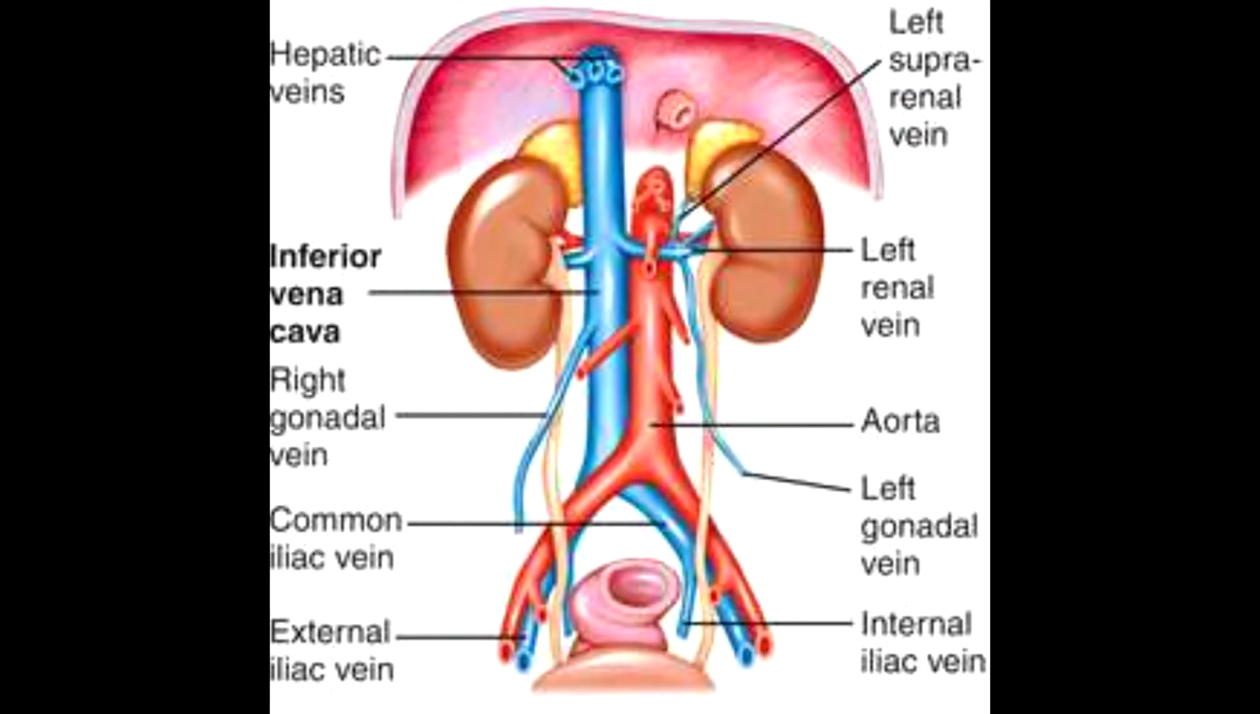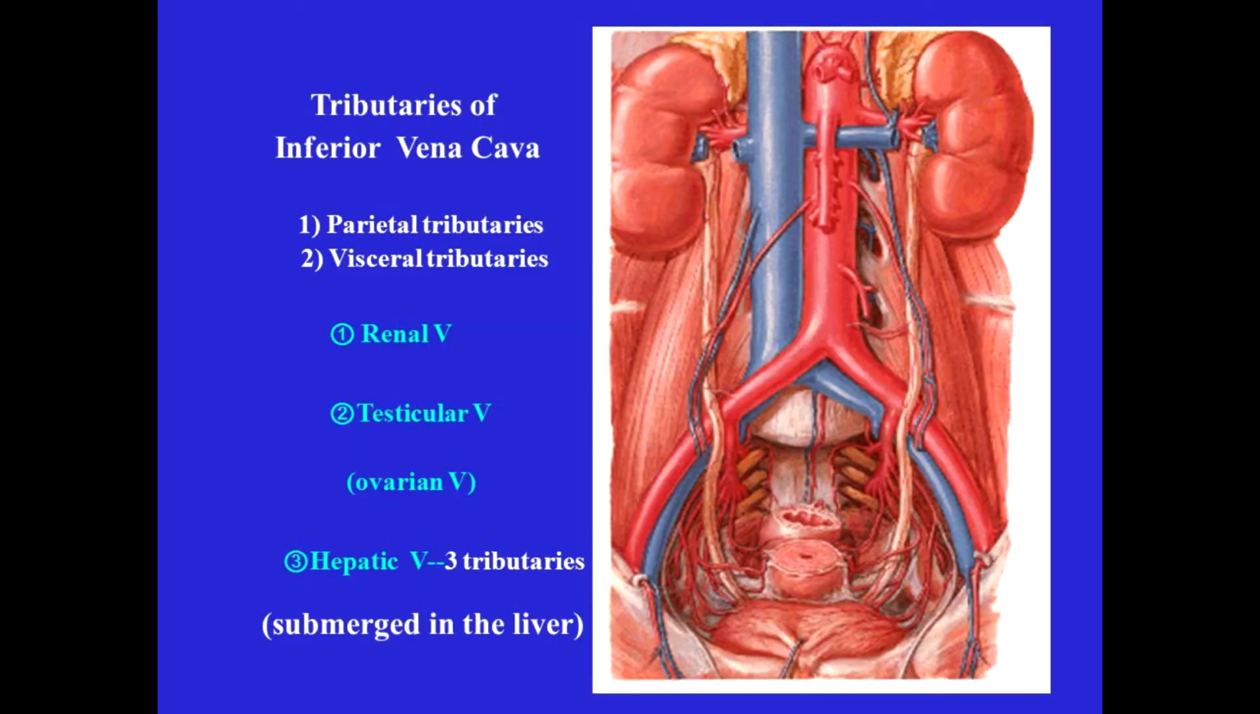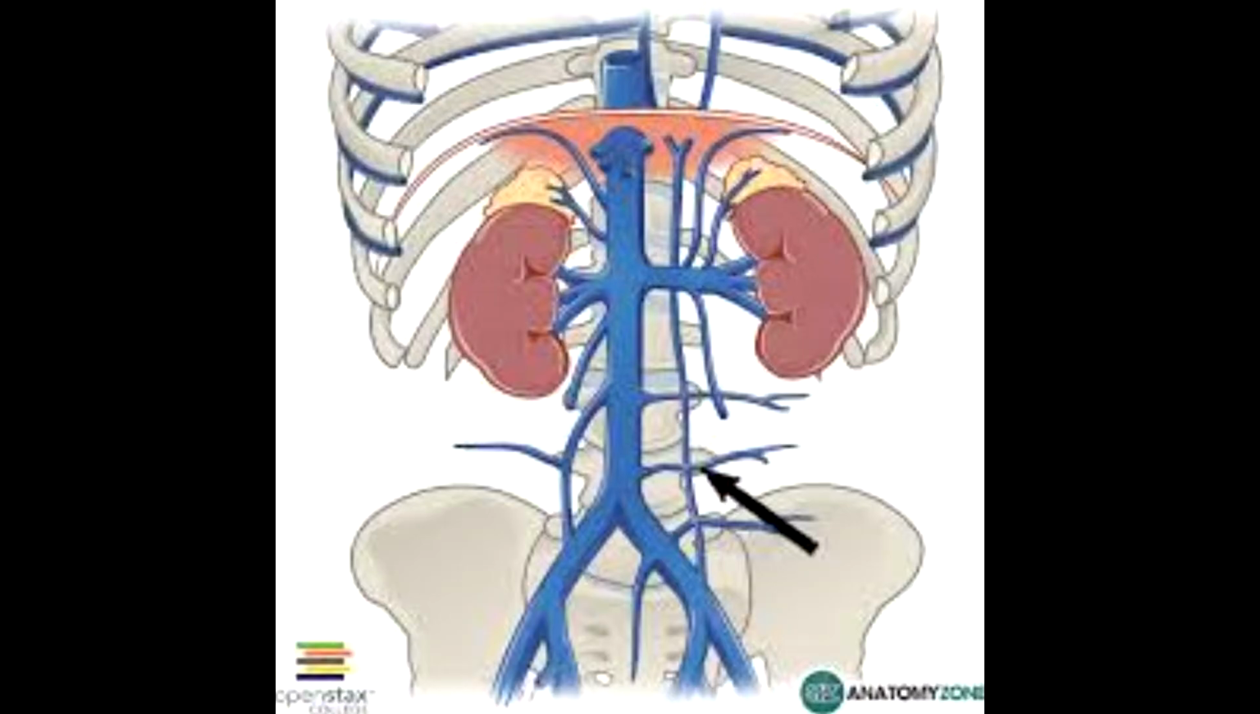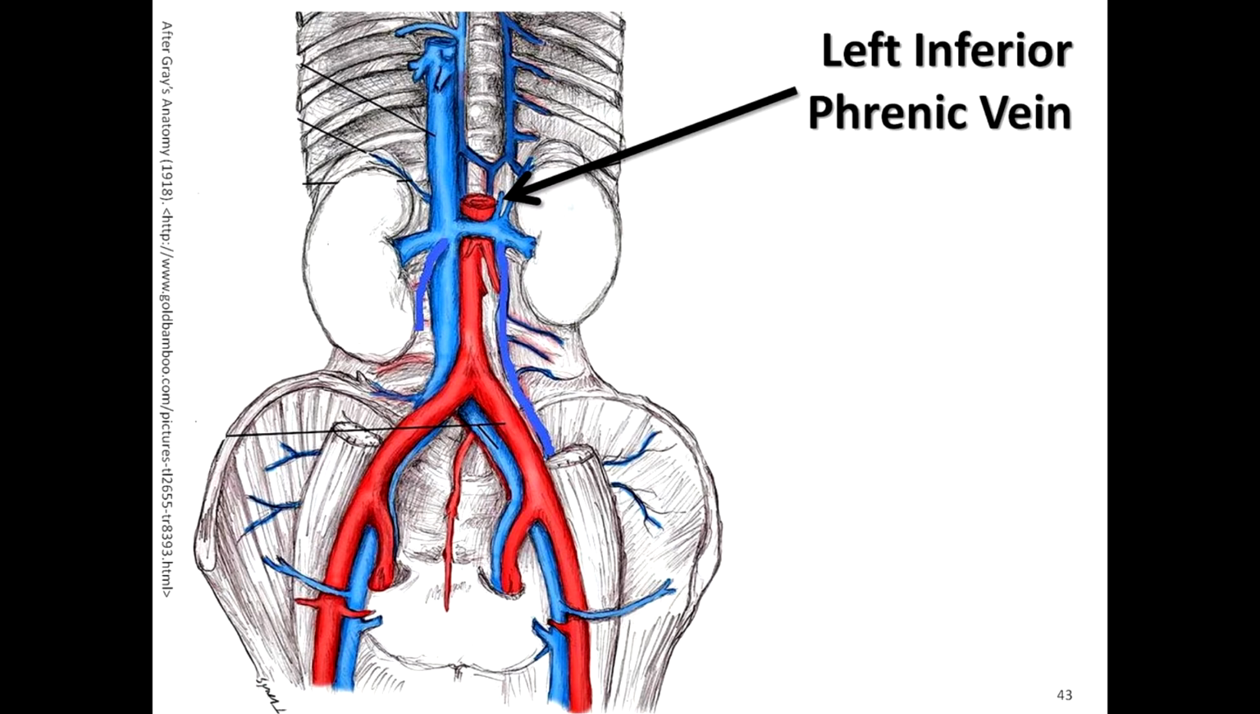The tributaries of the inferior vena cava are in some respects not unlike the branches of the abdominal aorta. The tributaries can be divided into parietal or visceral tributaries. Parietal tributaries would be those veins that are draining the walls surrounding the cavity, while those that are visceral would serve to drain the organs. The parietal tributaries of the inferior vena cava include the lumbar veins, which drain the walls of the lower back, and the inferior phrenic veins, which drain the underside of the diaphragm.